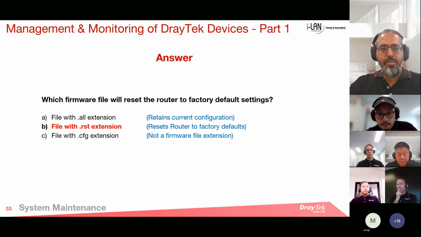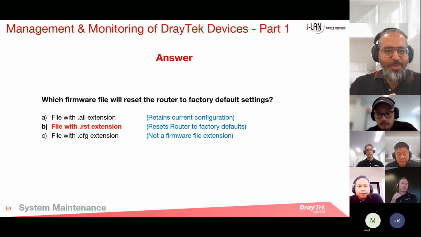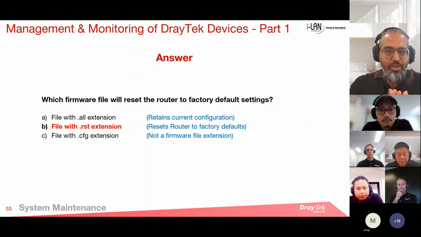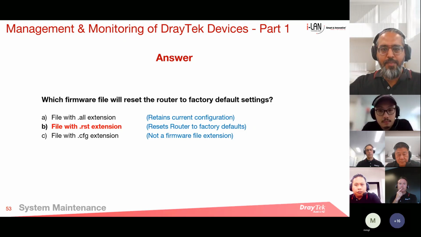All right, I see this one's easy too. The answer is, of course, B. The file with .rst extension is going to do a factory reset. The CFG file, which was a bit of a curveball in the options, is actually not a firmware file extension. It is the extension for your router's backup configuration.